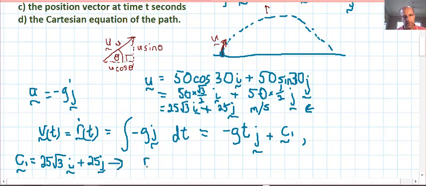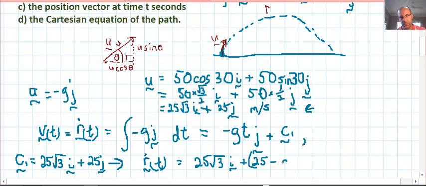So that means what we're looking for, the velocity, is 25 root 3 i plus (25 minus g t) j meters per second.